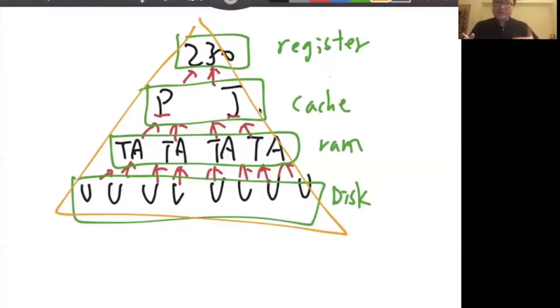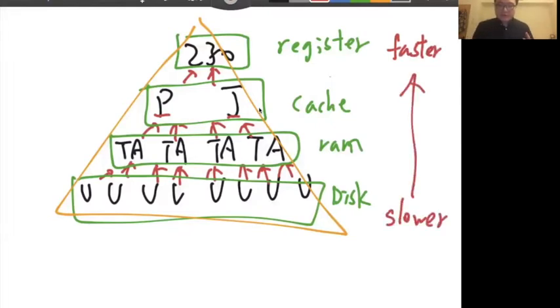So inside the machine, there are different levels of memory devices to support your data. And in the memory hierarchy, you will find that the top one is very fast because there are only a few registers in your computer. This part is slower. So the cache is faster than the RAM, your memory. The memory, your physical memory, is faster than your disk.